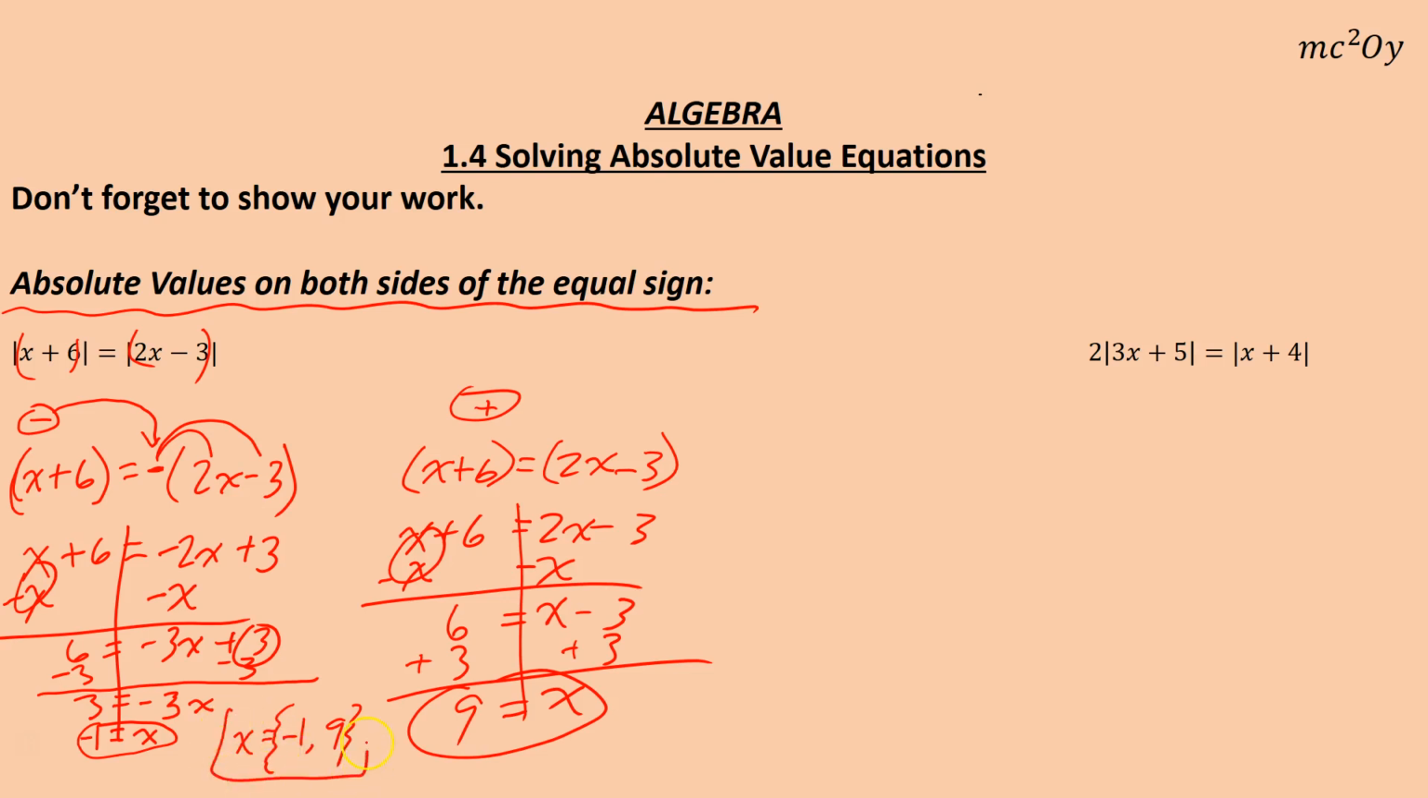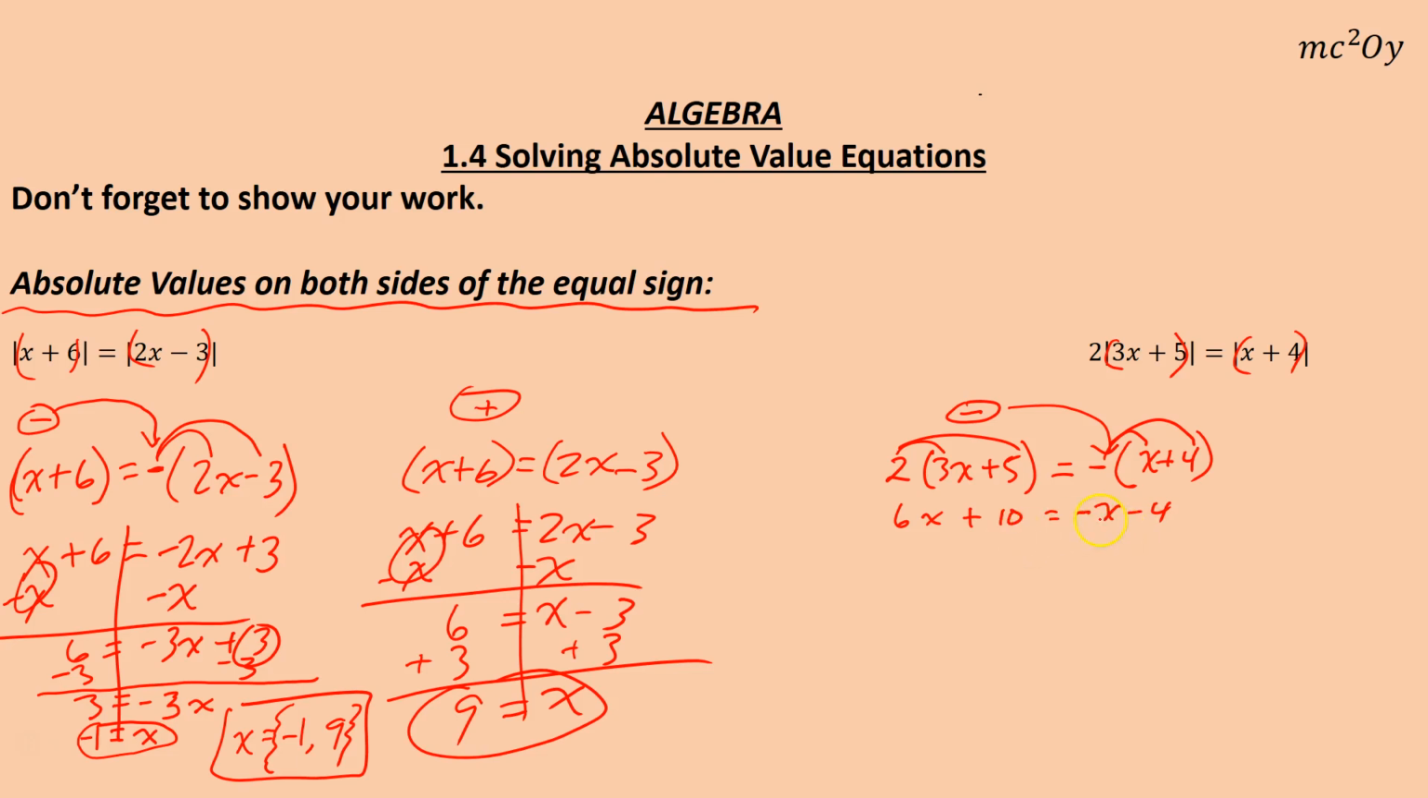And you notice my squiggly lines, eventually my brackets become kind of ugly. All right, now if you have a situation like this one here, still going to do your negative case, but you're going to put that 2, and you have your parentheses here. So 3x plus 5 equals, and our x plus 4. Okay, and we'll drop that negative in. All right, so we get 6x plus 10 distributing, equals negative x minus 4, distributing.